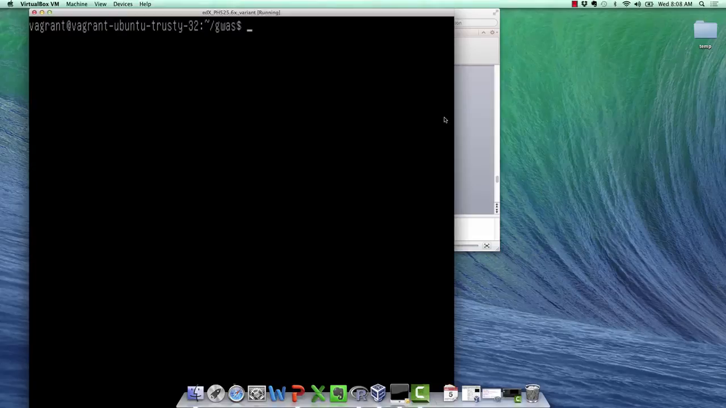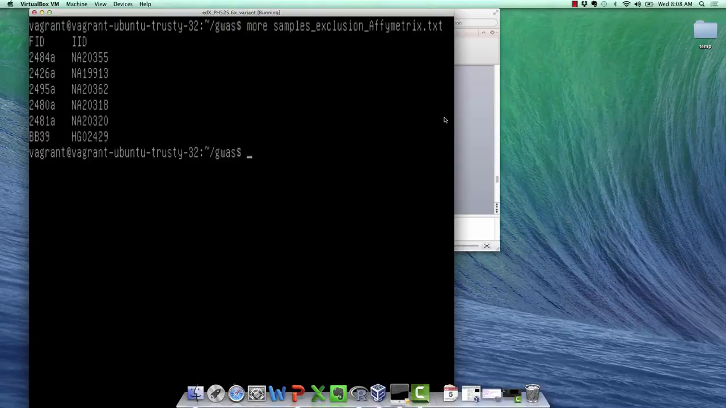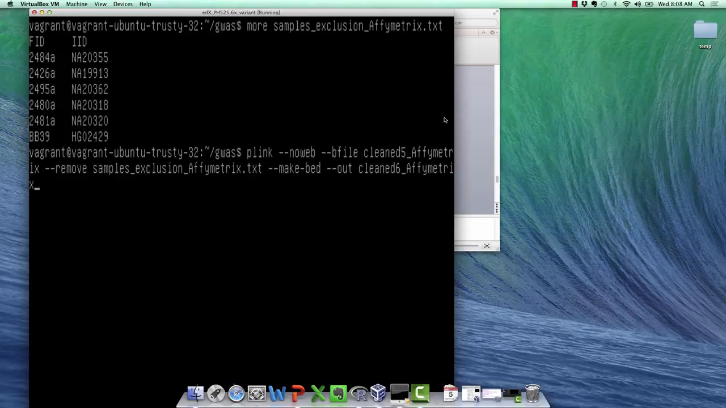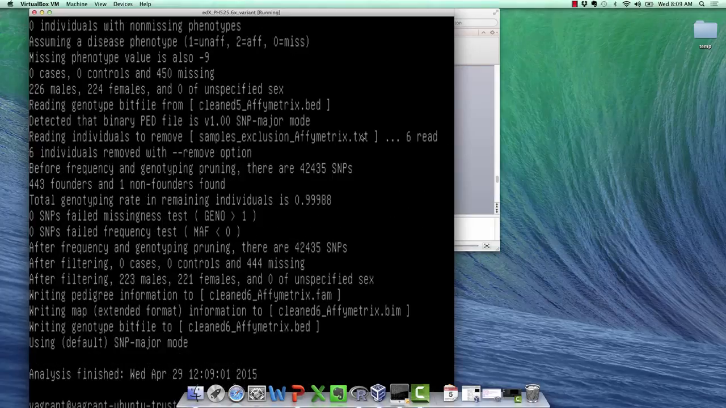So we've already created 2 files called samples exclusion OmniExpress and samples exclusion Affymetrix that contain one individual from each of these pairs who we'll exclude. So this is what the samples exclusion Affymetrix file looks like. It's just a list of the 6 individuals that we're going to exclude. And we're going to exclude them using the remove command. So remove, and then you just pass the file that lists the individuals you want to remove. And there we go, 6 individuals were removed.